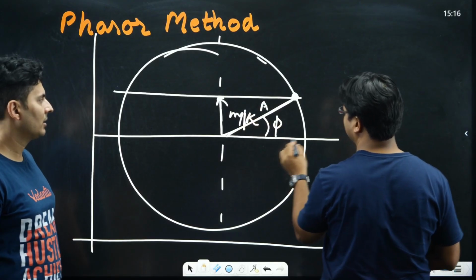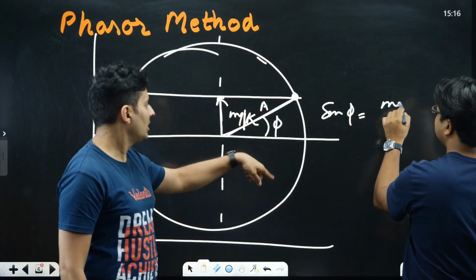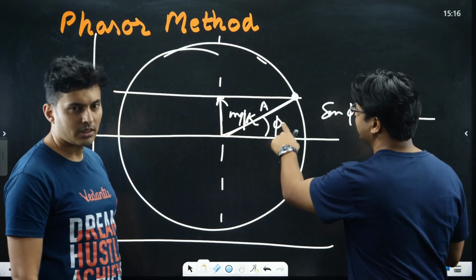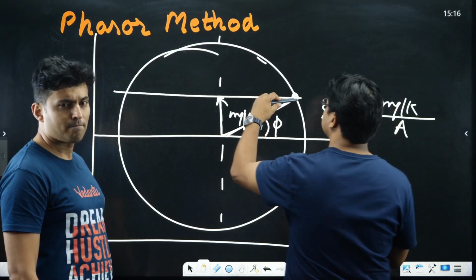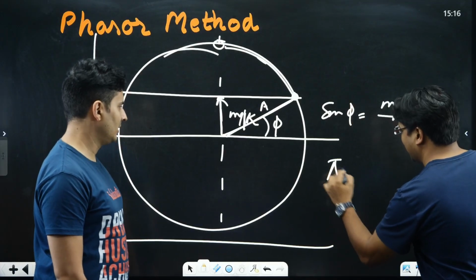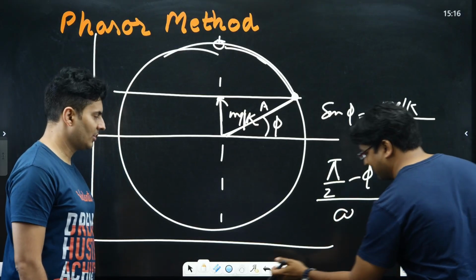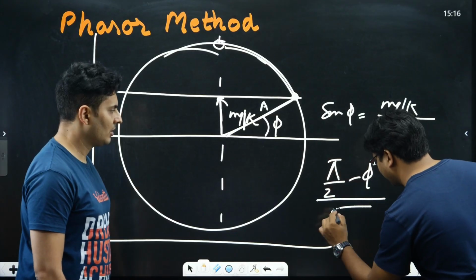This is A, we already know. So sine phi would be equal to mg by k divided by A. Okay, so from here we can get the value of phi. Now the question was: when is the spring maximum compressed? So when this will be at the highest position, at that time the spring would be maximum compressed. So (pi by 2 minus phi) by omega prime, where omega prime would be root of k by 2m.